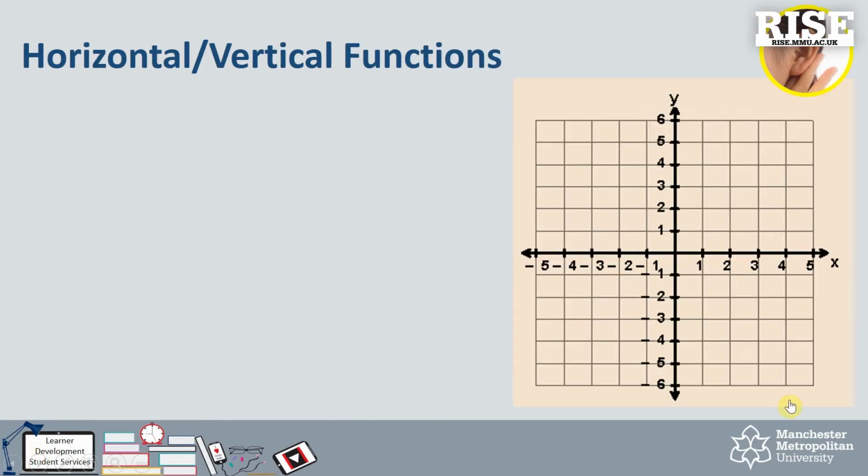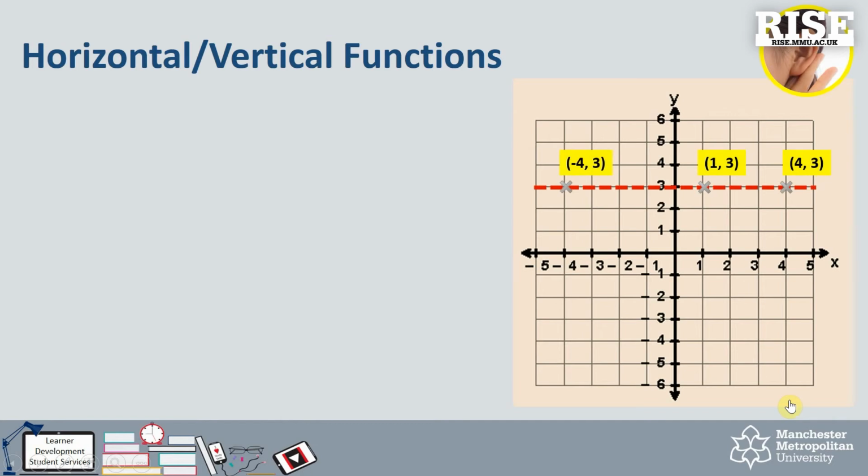Let's take a look at some horizontal and vertical functions. Here I've drawn one onto my graph. This is a horizontal function. It's running parallel to the x-axis. Let's take a look at 3 points that lie on that line. I've got 1, 3, 4, 3, and negative 4, 3.